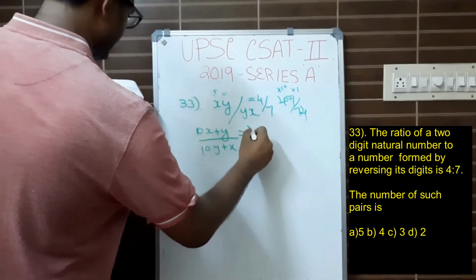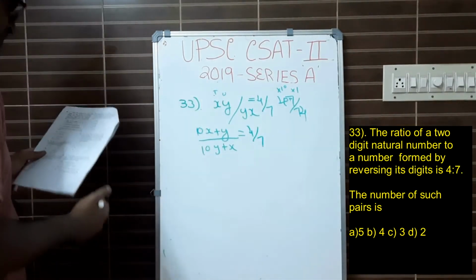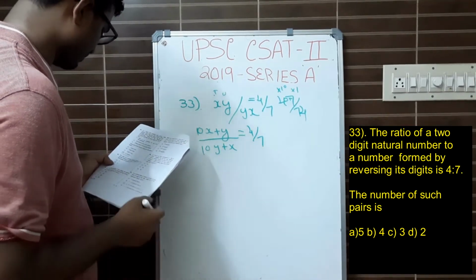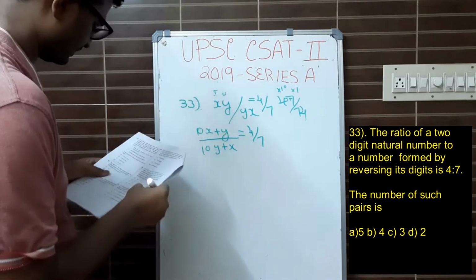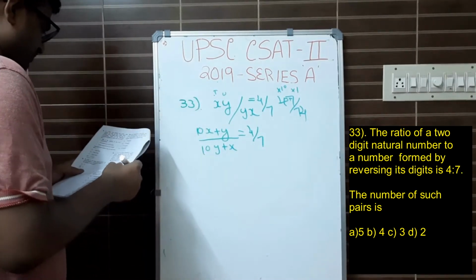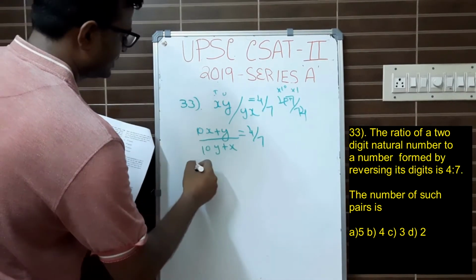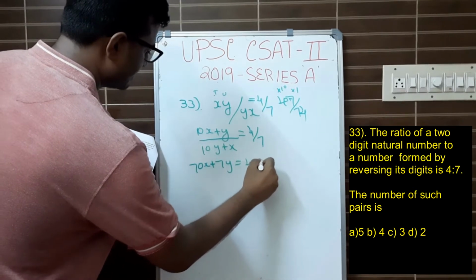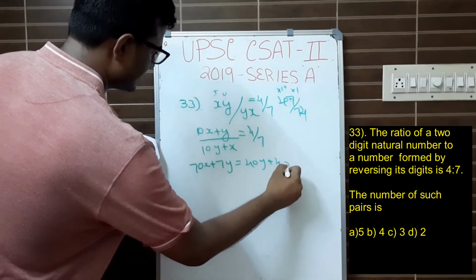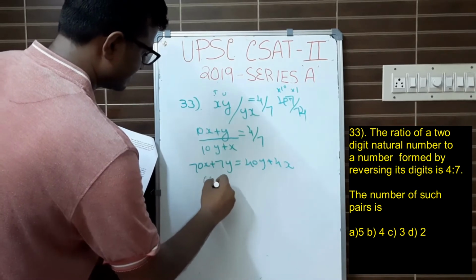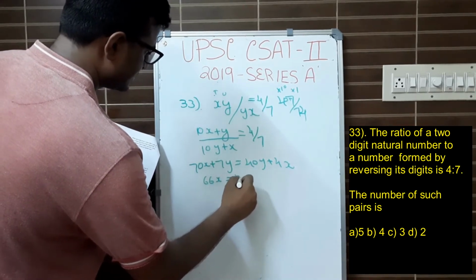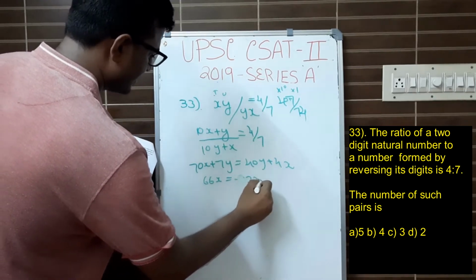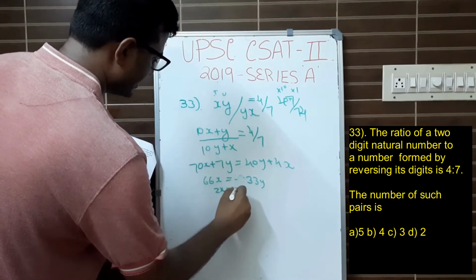This ratio we are getting as 4 by 7. They are asking what is the number of such pairs which can be formed. Let's do it in the traditional method. 70x plus 7y is equal to 40y plus 4x. So we get 66x is equal to 33y, and y is equal to 2x.